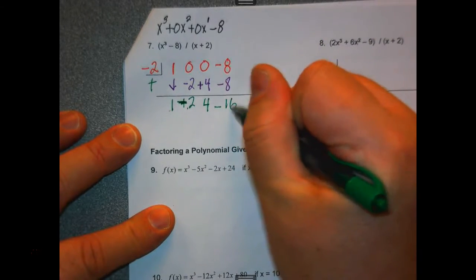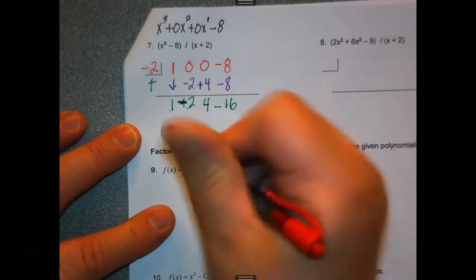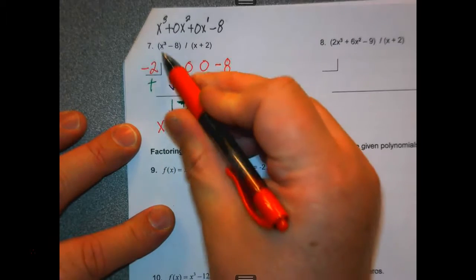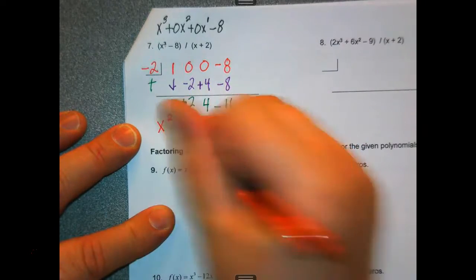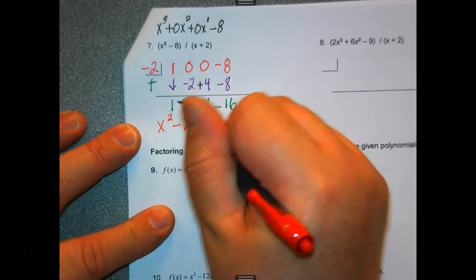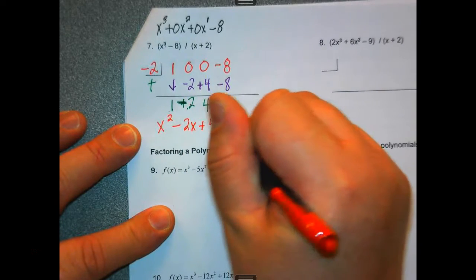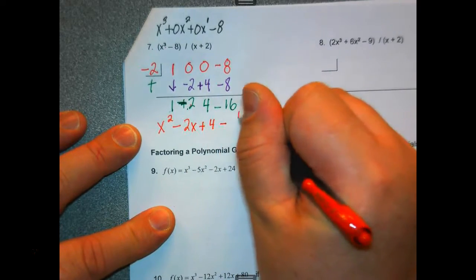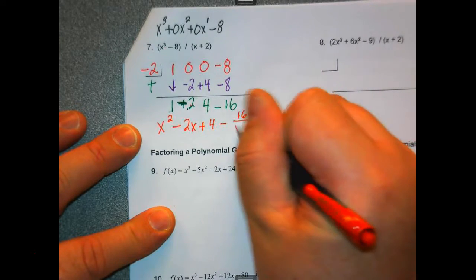Okay, so my answer is 1x squared minus 2x plus 4, with a remainder of negative 16 over x plus 2.